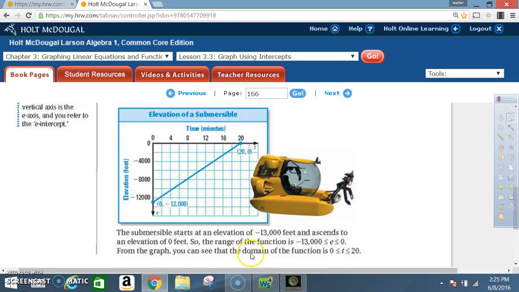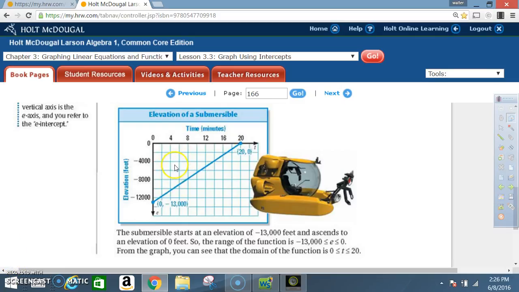From the graph, you can see that the domain of the function is T is greater than or equal to 0, and T is less than or equal to 20. Once again, we read from inside out. So once again, t is greater than or equal to 0, and t is less than or equal to 20.